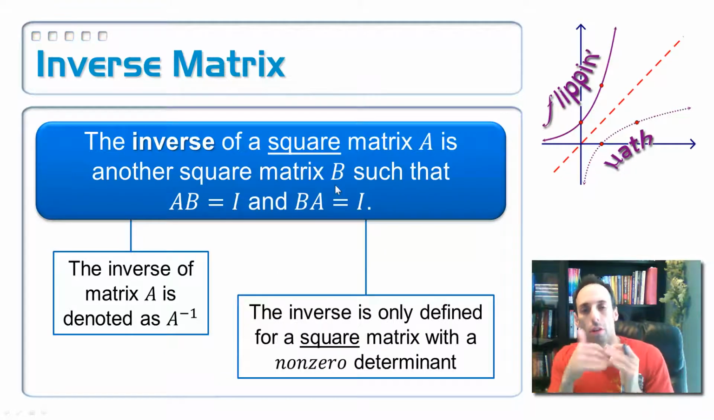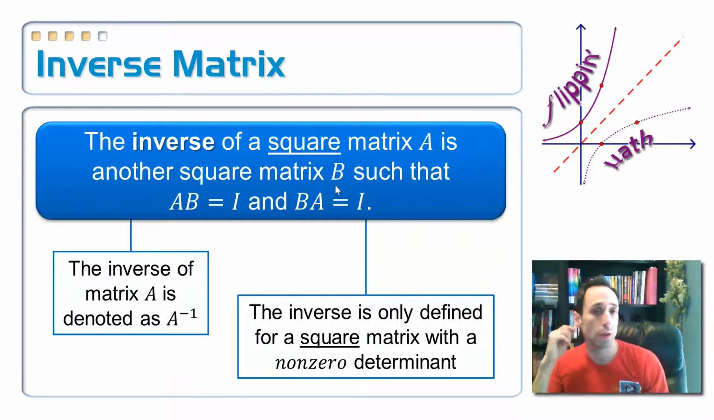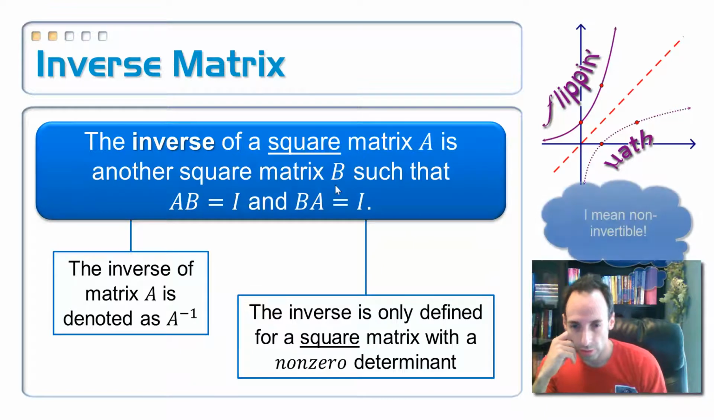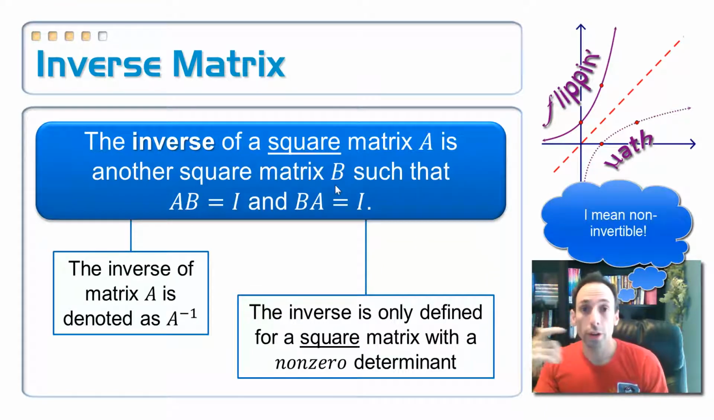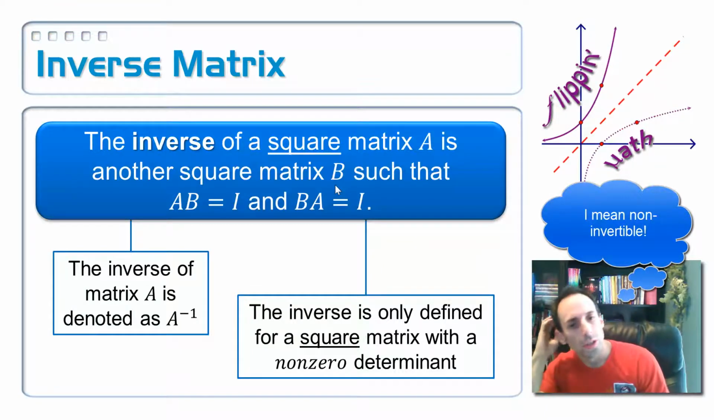The inverse, of course, is only defined for a square matrix, but even more than that, its determinant cannot be 0. The determinant of that square matrix can't be 0. If it is 0, you cannot find the inverse. It's called a non-invertible matrix.